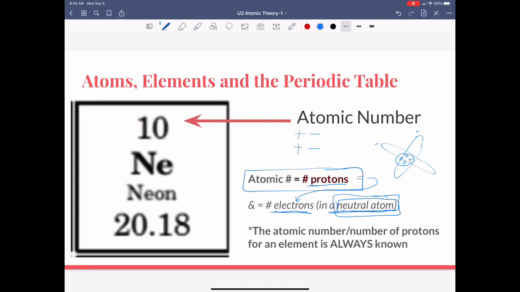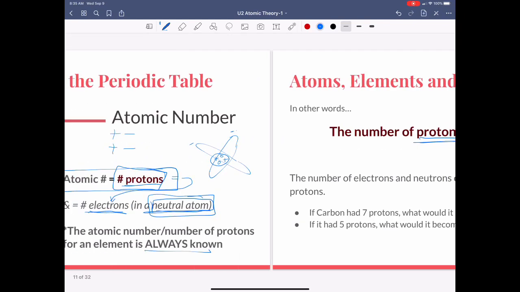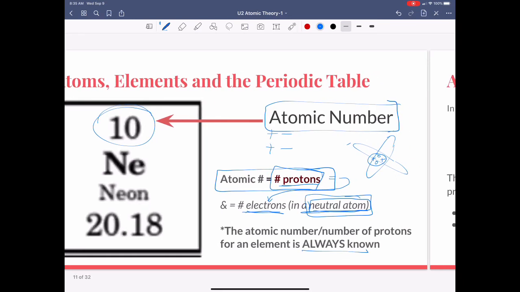All right, so the atomic number is always known because we can find it right here on our periodic table. We will always know the number of protons that we have. It's never a guess, never a mystery. In other words, those protons define the element. That's what tells us what our element is, how many protons it has. Those protons are so important, we gave them an atomic number based on the number of protons. That's how important your number of protons are.